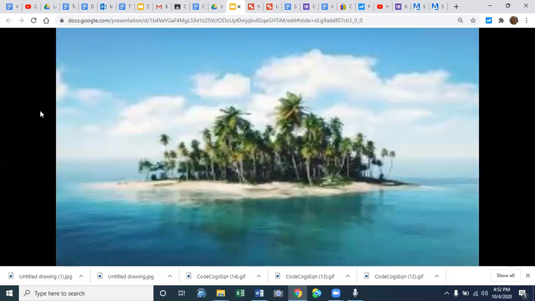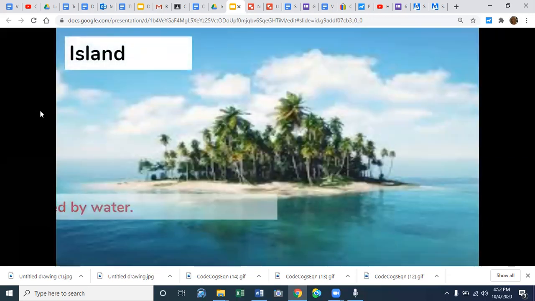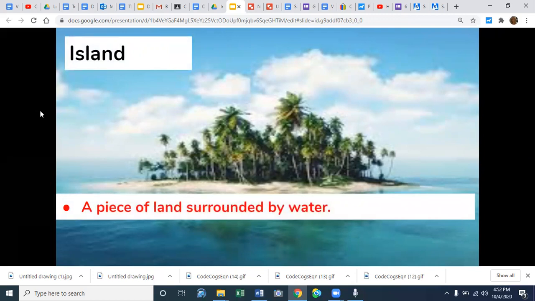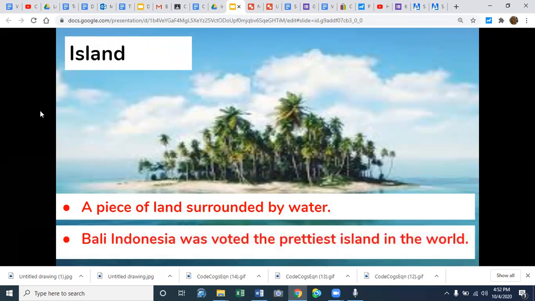What's this? Yeah, this is an island. That's a piece of land completely surrounded by water. Bali, Indonesia was voted the prettiest island in the world. So if you want to take a vacation, that's where you should go.